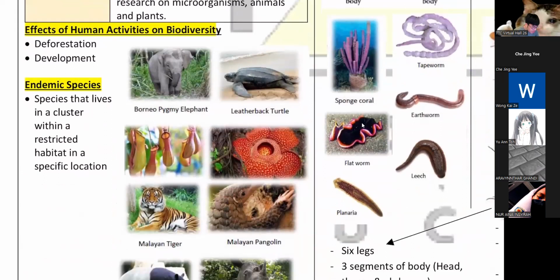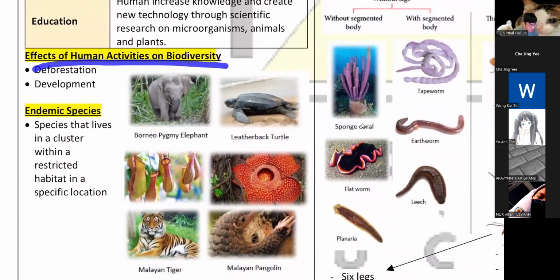Okay, next, so effects of human activity on biodiversity. What do we do that makes this biodiversity less? What do we do to pollute this environment? Okay, mencemarkan alam sekitar. Number 1 is deforestation. Okay, we keep chopping trees, and of course development. Okay, perkembangan. As we build more cities, as we open more land for plantation or for living, we need to cut more trees lah.